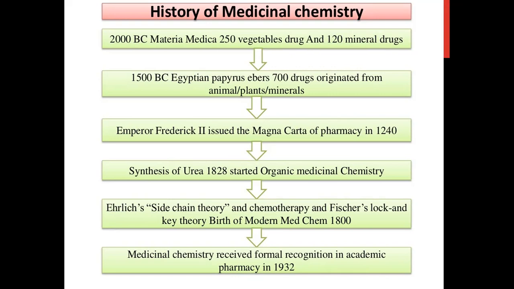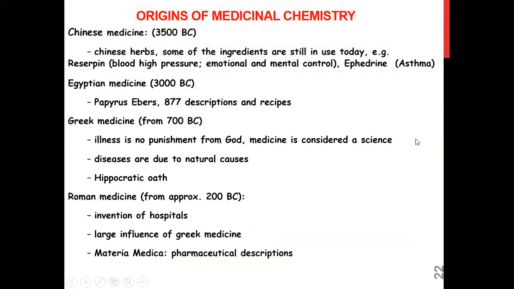Now, when we talked about the development and the evolution of medicinal chemistry since 2000 BC to 1932, we need to also understand how these things came into the picture and how the market evolved. So the literature tells about types of medicines from their origin. So we have Chinese medicines like Chinese herbs, some of the ingredients which are still in use, mainly reserpine, which is used to treat high blood pressure, emotional and mental control, and ephedrine, which is used in asthma. Egyptian medicines, Papyrus Ebers, has given 877 descriptors and recipes for this.